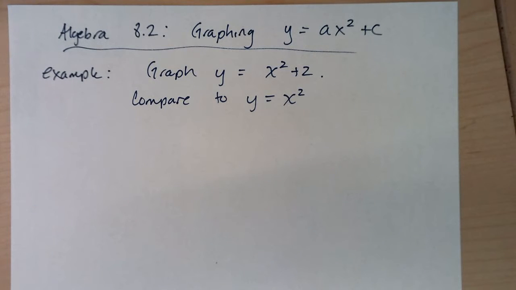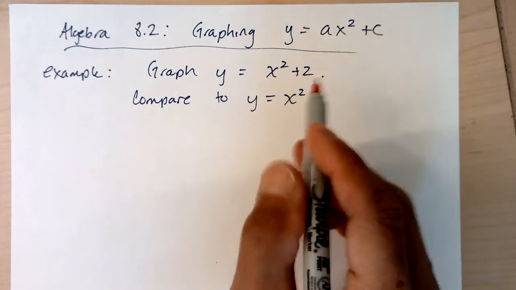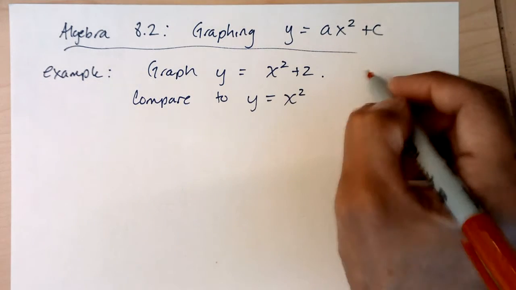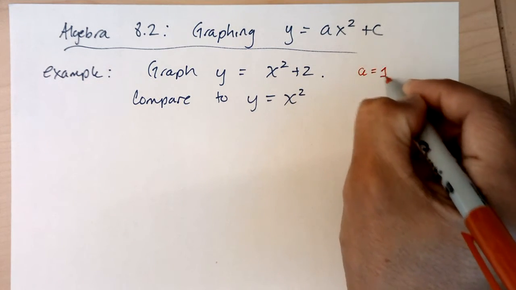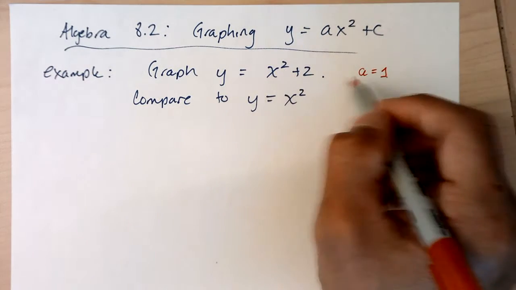All right, so we're continuing chapter 8, 8.2. We'll be graphing still quadratic functions, but in this form, ax squared plus some number c. An example of that is y is equal to x squared plus 2. In this case, a is 1. That's whatever's in front of x squared. Since there's nothing in front of x squared, we can put a 1.